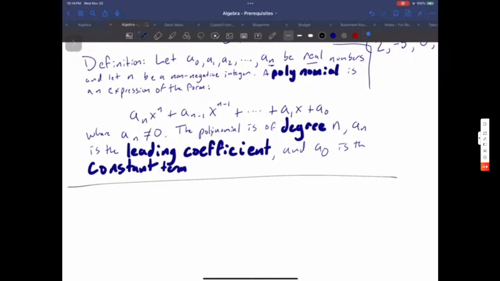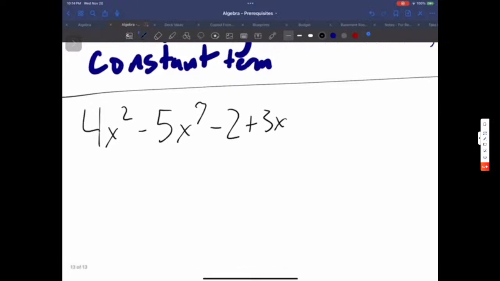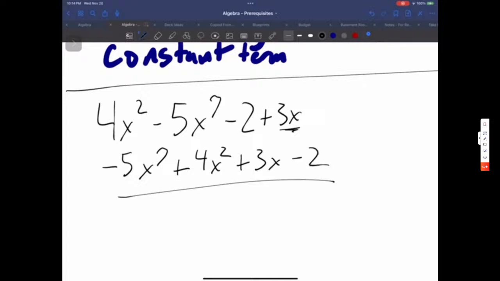So there are some dumb examples we'll go over real quick. It says here's a polynomial: 4x squared minus 5x to the 7 minus 2 plus 3x. Rewrite that in the standard form. Well, that's easy. The 7 is the highest one, so it's minus 5x to the 7 plus 4x squared plus 3x minus 2. That's the standard form. And what degree is this? This is 7th degree, because the highest one is the 7.